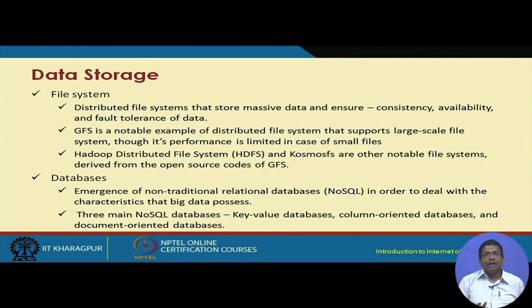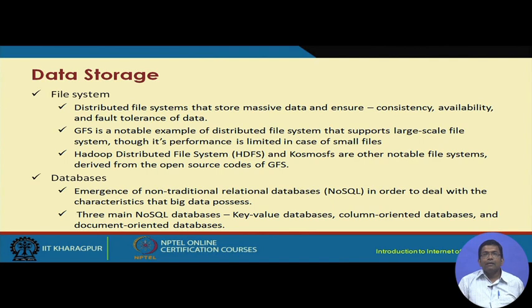Now, after acquisition, the data has to be stored. The data can be stored in file systems or in databases. If we are talking about relational databases, SQL is good enough. However, with the kind of unstructured data that is exhibited, NoSQL is very useful.